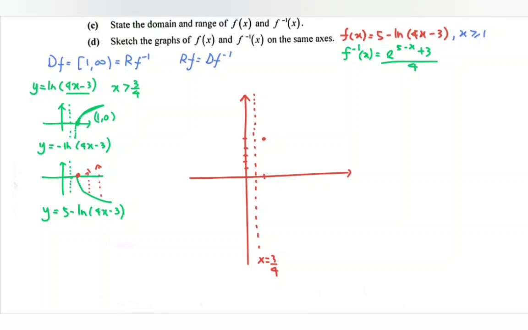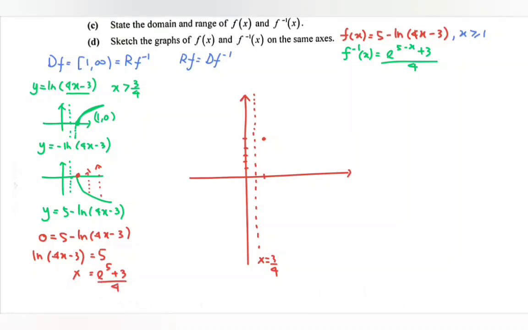Then continue. In order to find where y equals 0, we have 0 equals 5 minus ln(4x minus 3). So ln(4x minus 3) equals 5. Then continue, we have e to the power of 5, and then plus 3, and then over 4. So that is the value for x.